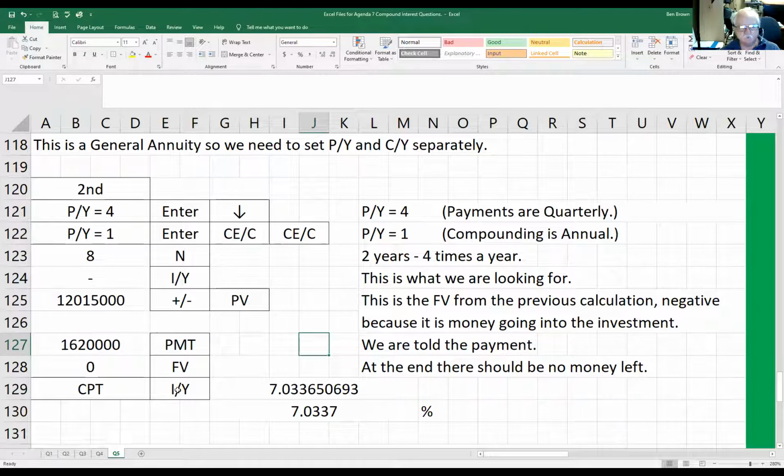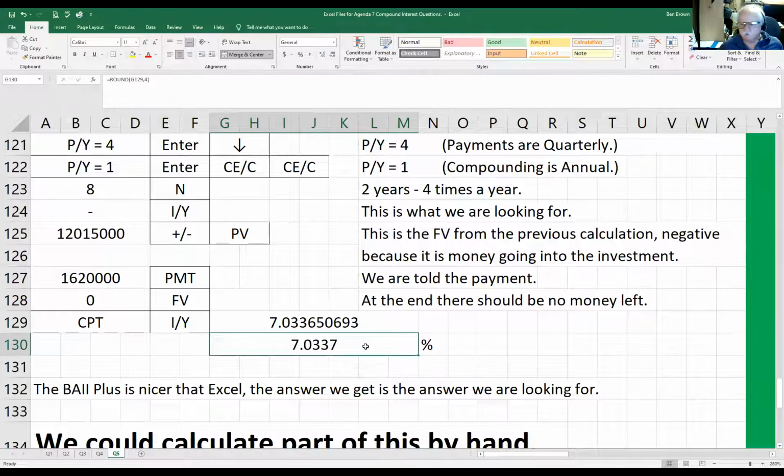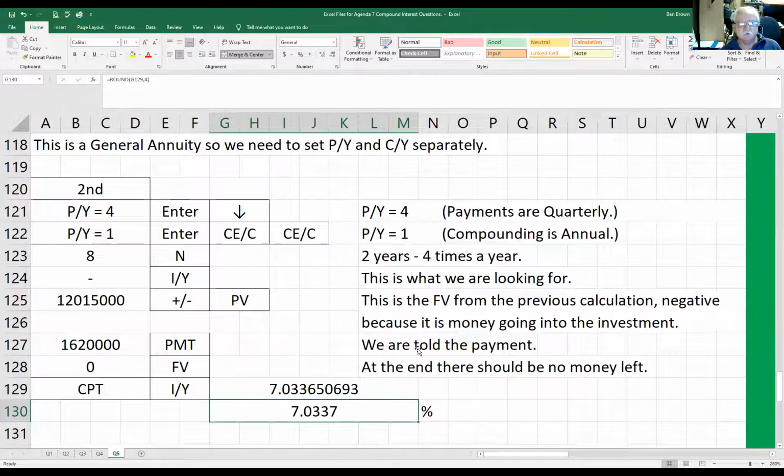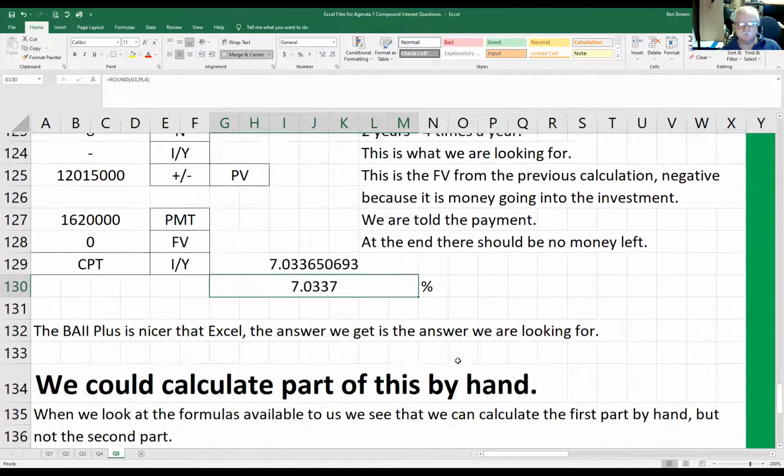And so when we compute IY, notice this time, this gives us our 7.0337. The same number we got after a ton of work here. The BA2 Plus just coughs up the answer we want right away, which is so much nicer than what we had to do on Excel. So I can bet you're definitely going to do this on the BA2 Plus and not find interest rates dealing with general annuity on Excel.